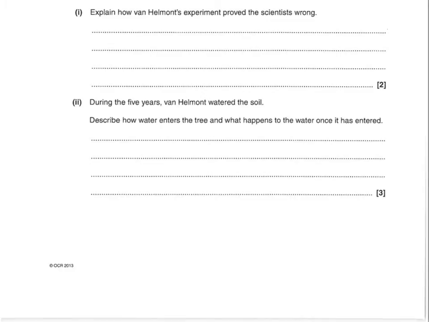You could say it passes through the xylem for a mark. You could say it's lost from the leaves by evaporation for a mark. And then you could use the keyword by the process of transpiration for a mark as well. So 6 different things you could have said there for those 3 marks.